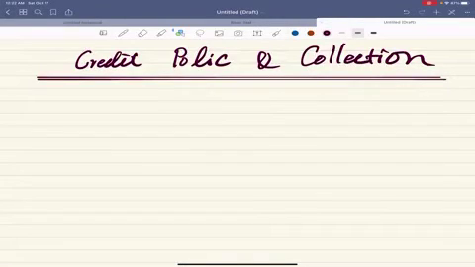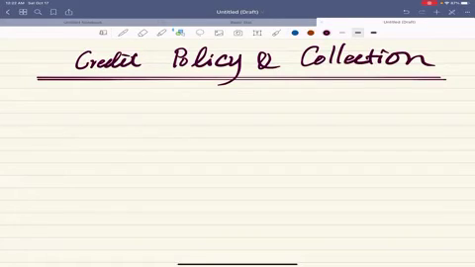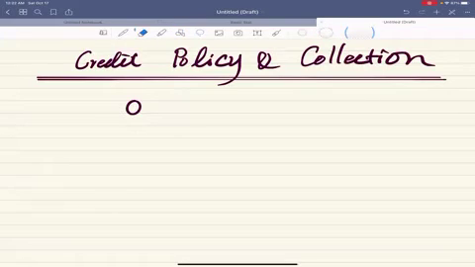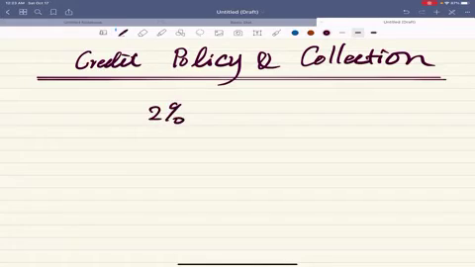Today we're going to talk about credit policy and collection. Suppose you make a credit sale, and sometimes to enhance your collection, you may offer a discount, such as a 2% discount, given that the customer pays you within 10 days.